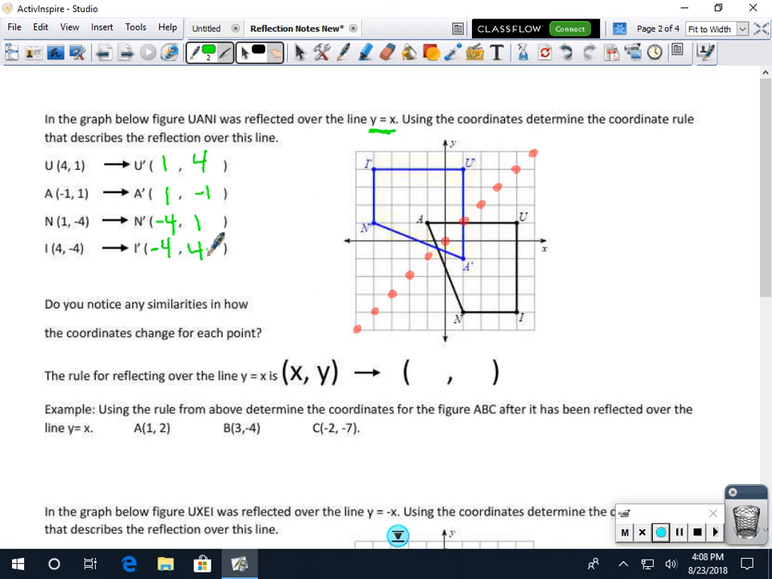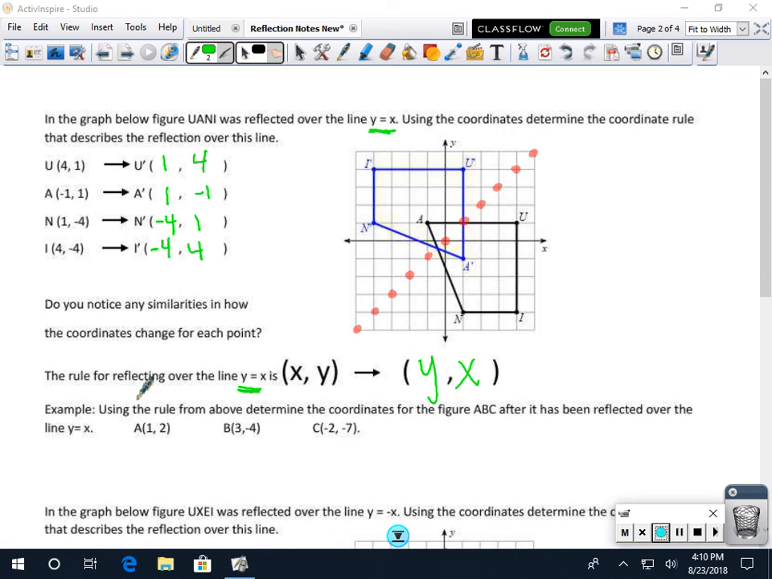So the rule this time, if you notice, is that the x and y switch places. 4, 1 became 1, 4. So to reflect across the line y equals x, we take (x, y) and we go to (y, x).